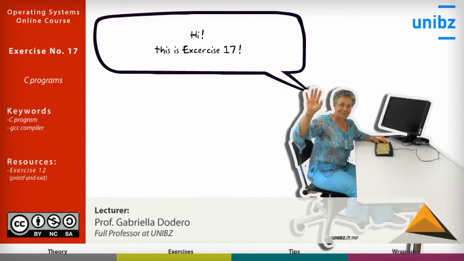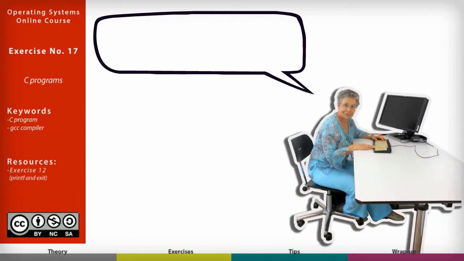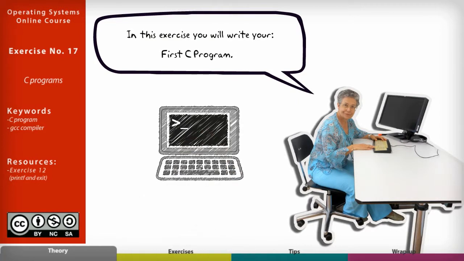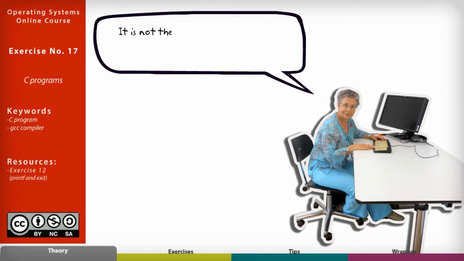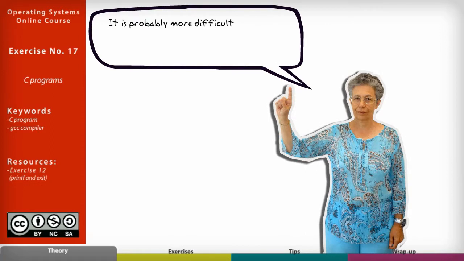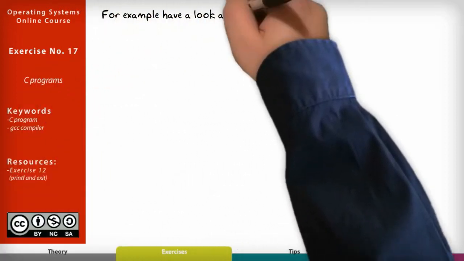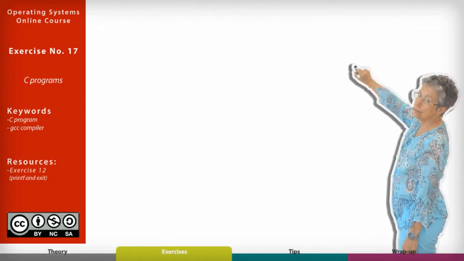Hi, this is exercise 17 and the subject is C programs. In this exercise, you will write your first C program. It is not the purpose of this course to teach you the details of the C language. It is probably more difficult to learn C than Java, but simple C programs may be easy to write and to understand. For example, have a look at this C program.